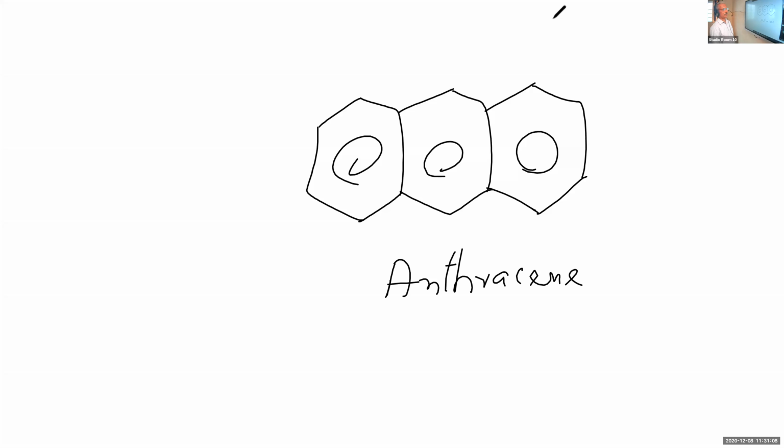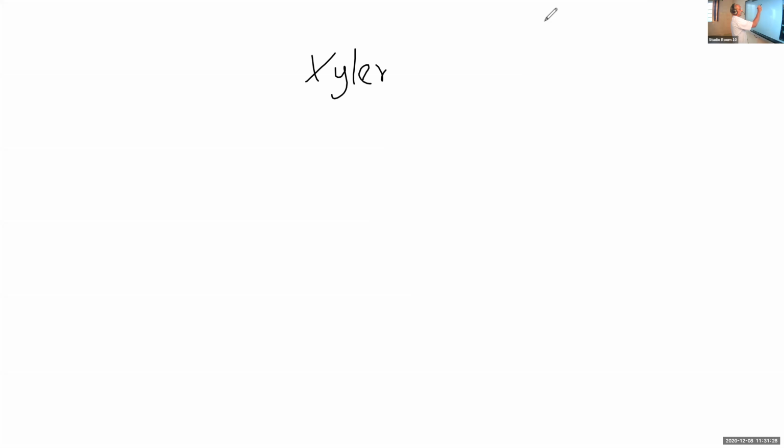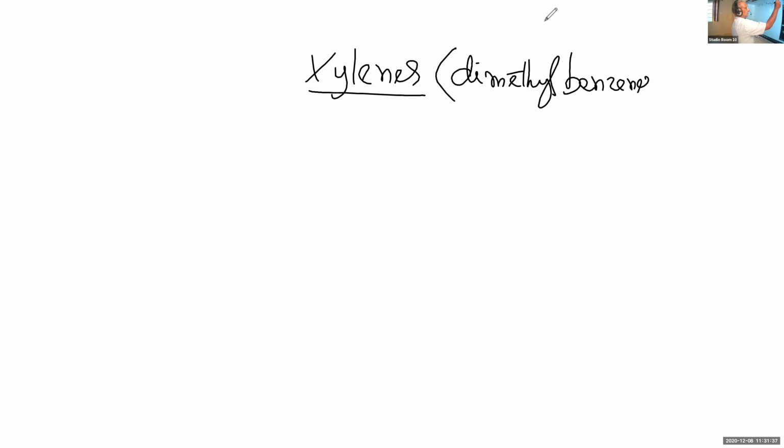Okay. Now let us take some examples to show isomerism in aromatic compounds. For that, we may take xylenes as an example. So what are xylenes? Xylenes are dimethyl benzenes. They are xylenes.